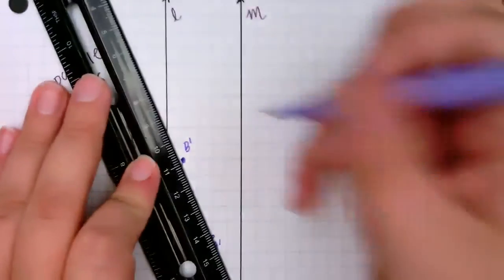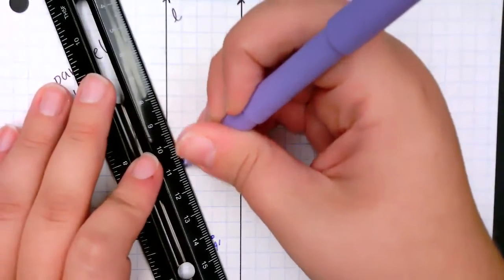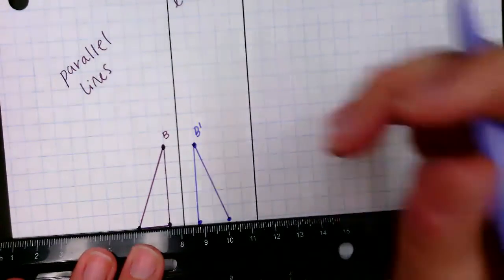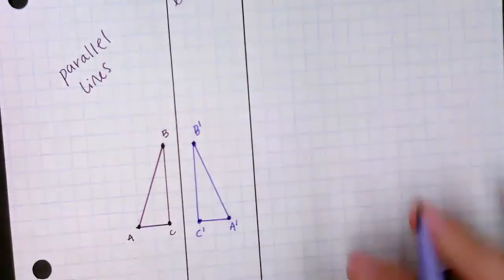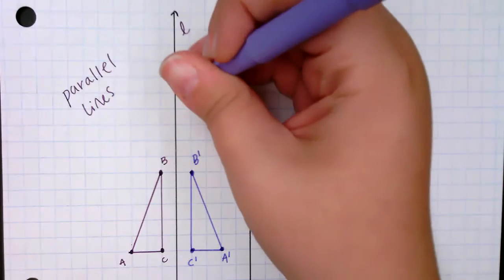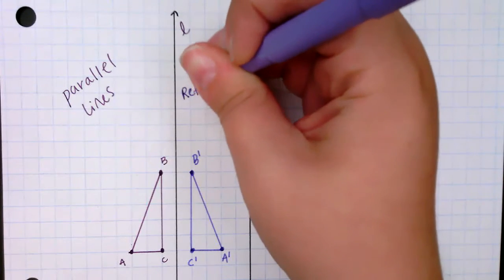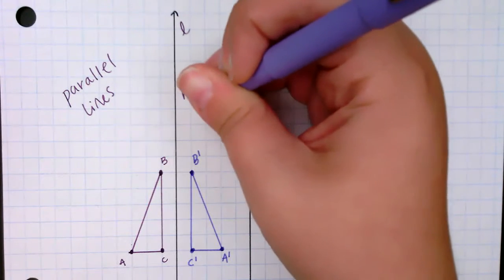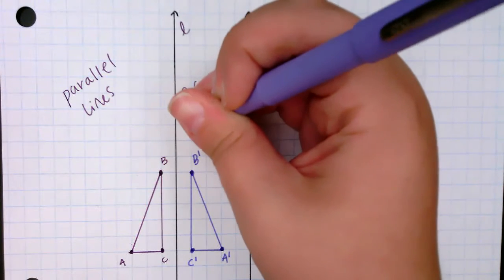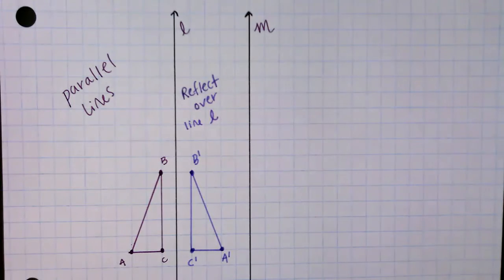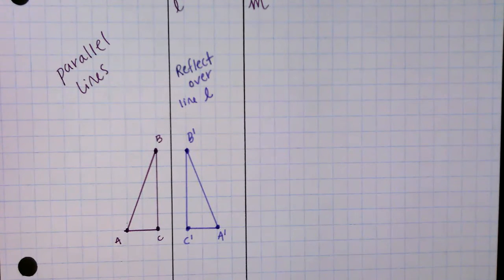And now we've moved the pre-image ABC to A prime, B prime, C prime by doing the first reflection, which is the reflection over line L. So we went from pre-image to image. Now we're going to do a second reflection.